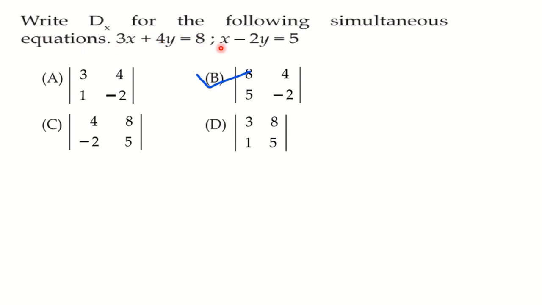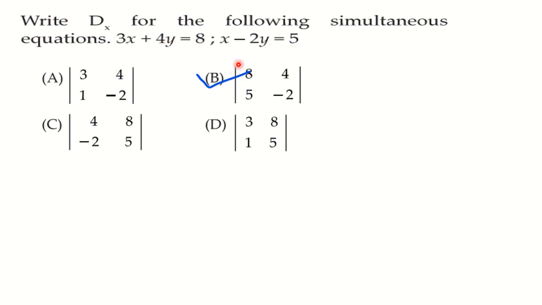Yes, the equations are in standard form, that is ax plus by is equal to c. Then when you write d, you think of only the left hand side. And then I told you that for dx and dy, you have to see these constants. These constants appear as the first column for dx. That means 8 and 5 should be present in the first column.